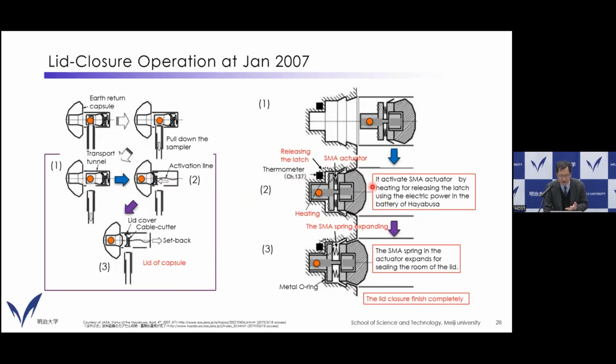Hayabusa activates the SMA actuator by heating, releasing the latch using the electric power in the battery of Hayabusa. Then the SMA, shape memory alloy, spring expands for sealing the room of the lid. The lid closure operation finishes completely like this.